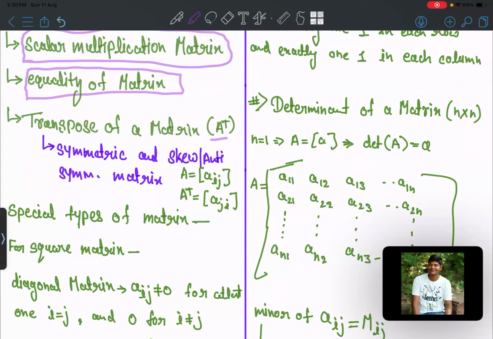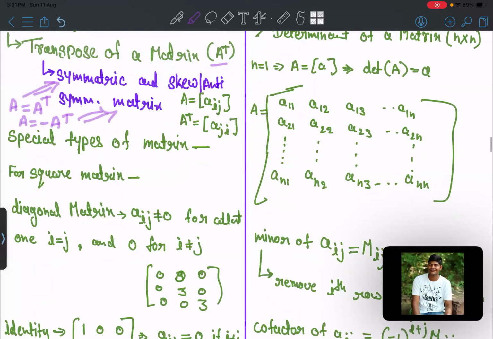Then, when we talk about square matrices, two special matrices come up: symmetric and skew, or anti-symmetric, matrices. What are they? If my matrix A and its transpose A transpose are equal, that is known as a symmetric matrix. And if A transpose is the negative of A, that is a skew symmetric matrix. They are special types of square matrix.